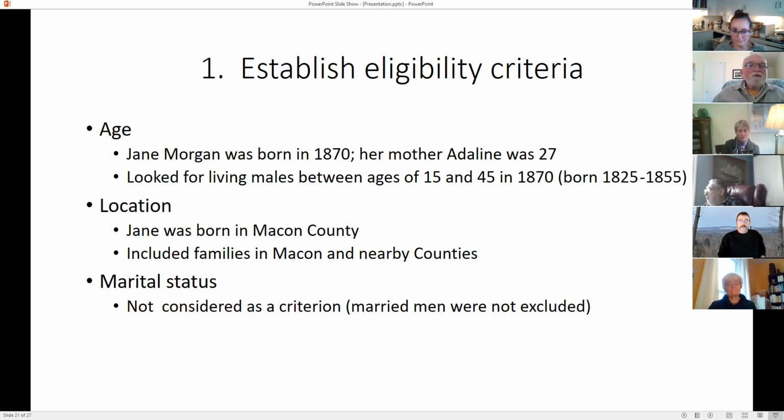The location, again, of course, was Macon County, but I didn't limit it just to Macon County and included families within this group that lived in nearby counties, because there was some out migration into other parts of the area. Although remember, this is a mountainous area, so they didn't go very far. On the other hand, once they got there, they didn't come back very often. And lastly, I did not exclude married men. So the marital status was not an eligibility criteria. I did not limit it to just single males. So we can have the next slide, please.